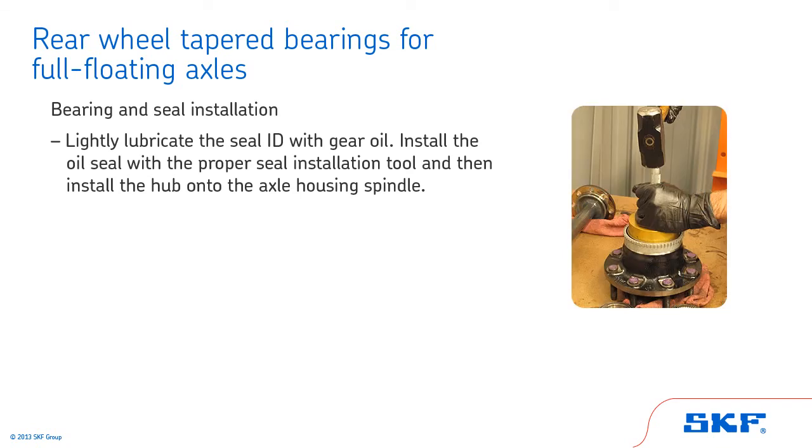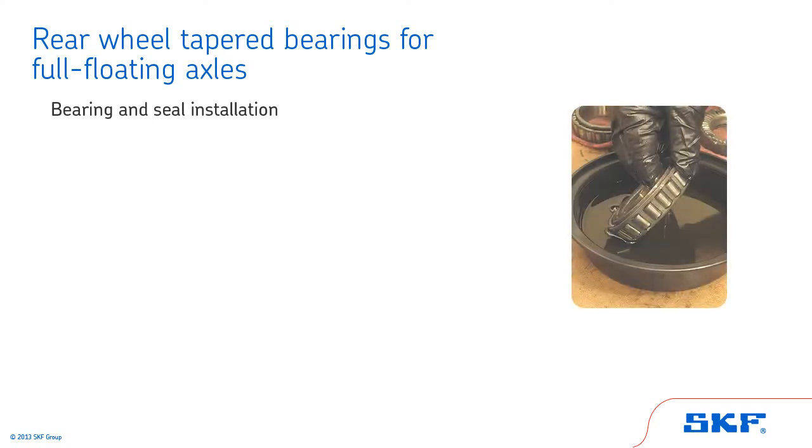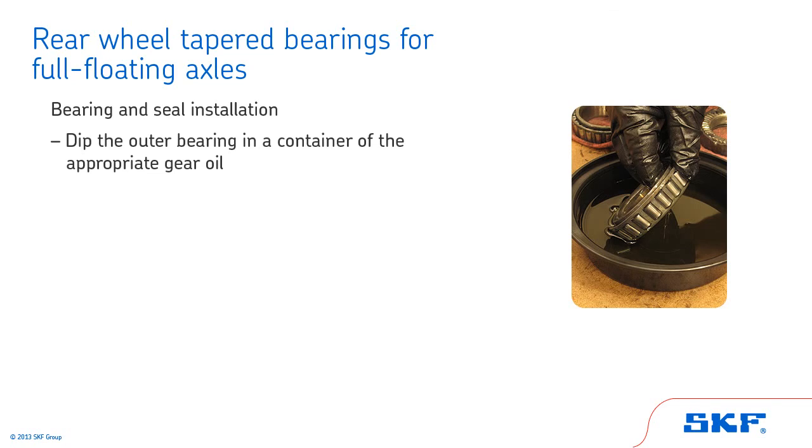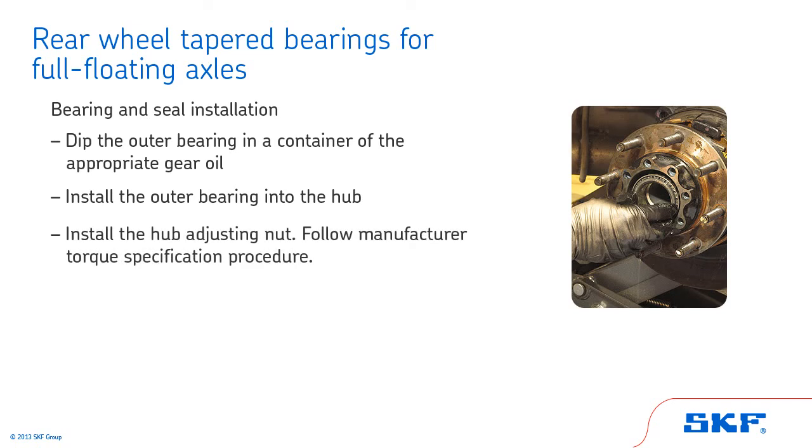into place. Tip: before installing the outer bearing, fill the hub with the appropriate gear oil until the oil runs over the small radius of the outer cup. To protect the spindle end threads while installing the hub, wrap them with electrician's tape. Once the hub is installed, remove the electrician's tape. Then, dip the outer bearing in a container of the appropriate gear oil. Install the outer bearing into the hub and install the hub adjusting nut.